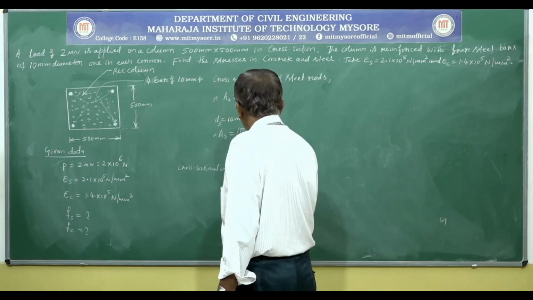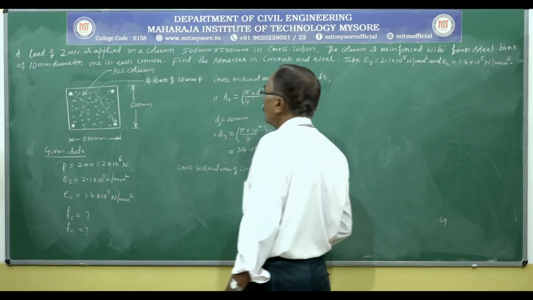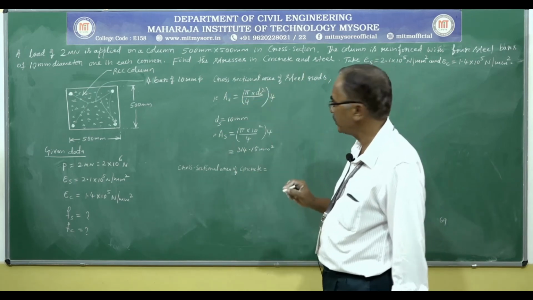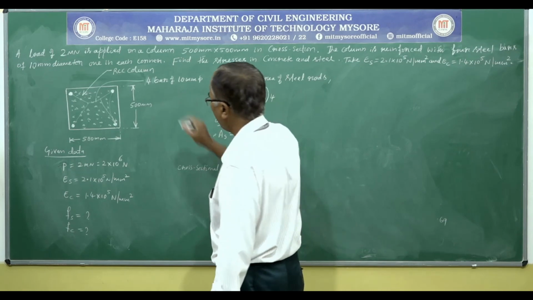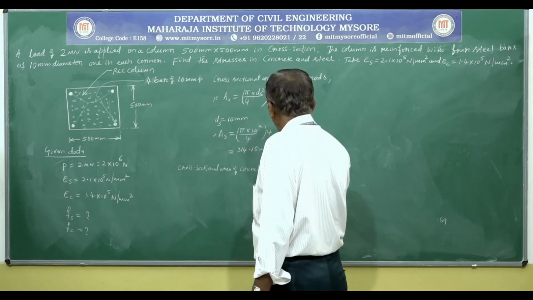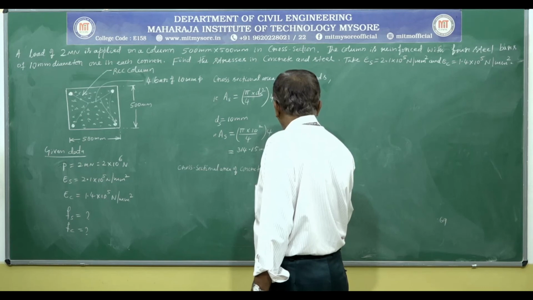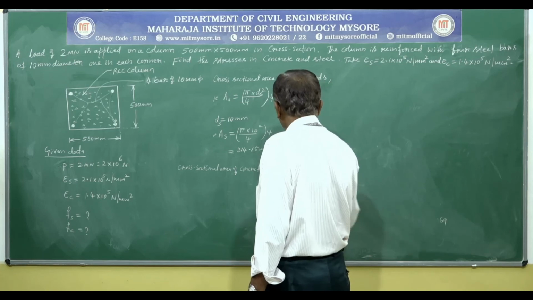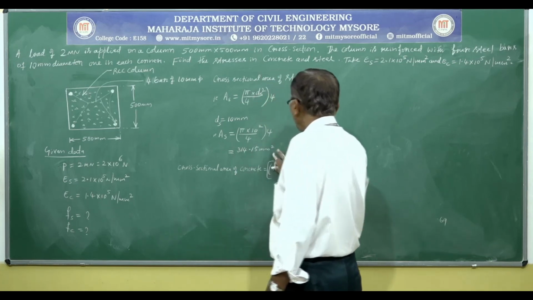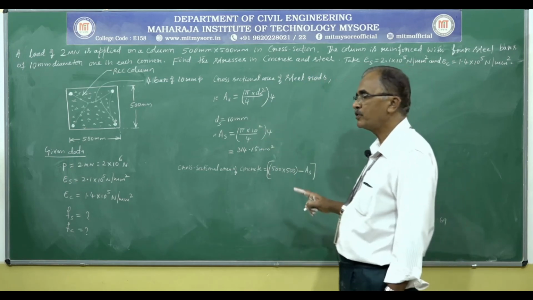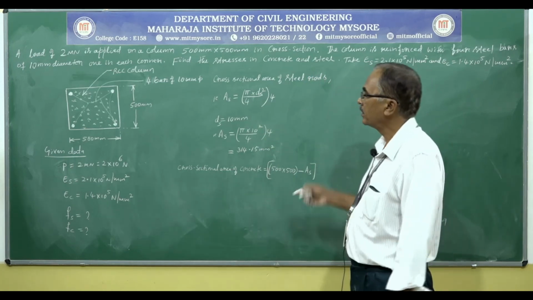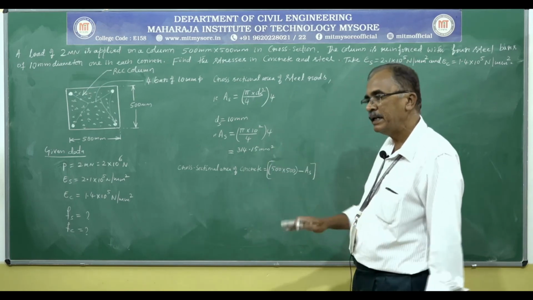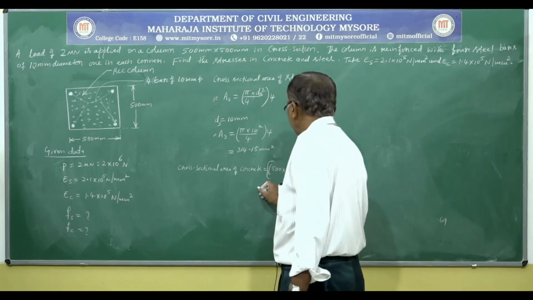Next, cross-sectional area of concrete is equal to total cross-sectional area of the column minus cross-sectional area of the steel. So what is the total cross-sectional area here? 500 into 500, minus the area of cross section of the steel. We should be very careful here. Always for an RCC column, first you have to calculate the cross-sectional area of the steel, then cross-sectional area of concrete is equal to total cross-sectional area of the column minus cross-sectional area of the steel.